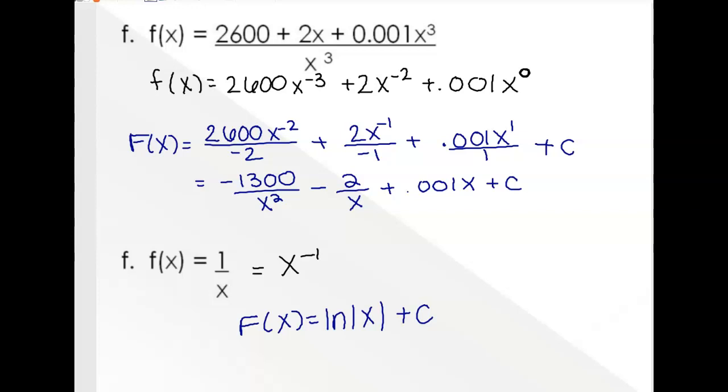I feel like that's on the rules on the previous page too, or the ln's aren't on that rule page.